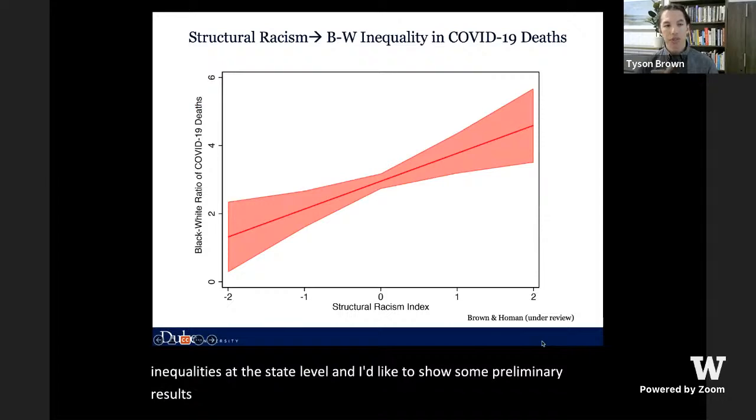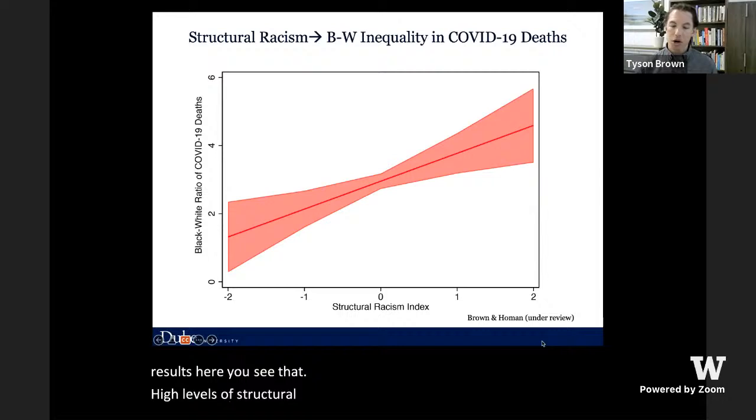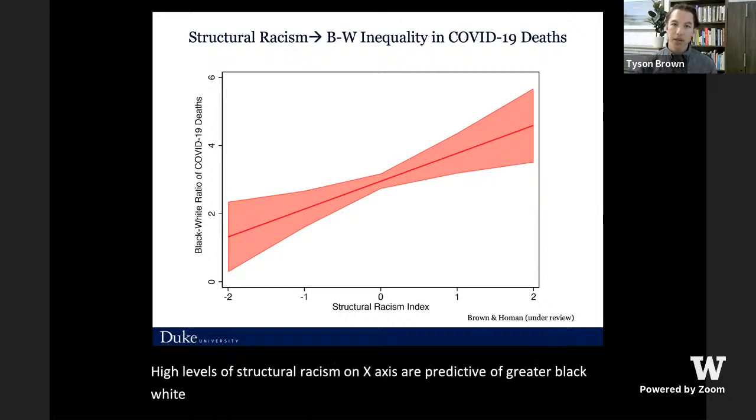Here, you see that high levels of structural racism on the x-axis are predictive of greater Black-white inequalities in COVID mortality at the state level. That's reflected on the y-axis, right? And it's a rather steep gradient.